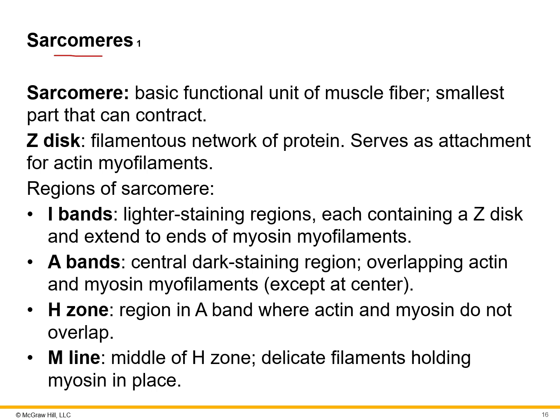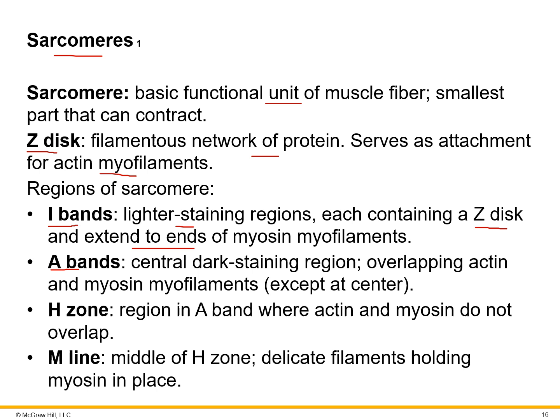Now, looking at the individual functional units of our muscle, the sarcomeres, so again, this is the basic functional unit of those muscle fibers. So they have what's called the Z disc. That's the filamentous network of proteins. So again, the actin myofilaments are going to attach to those. And then it creates some regions called the I bands. So these are lighter staining regions containing the Z disc. And they also extend to the ends of the myosin. So again, the Z disc attaches to the actin, and the I bands extend on to the myosin.